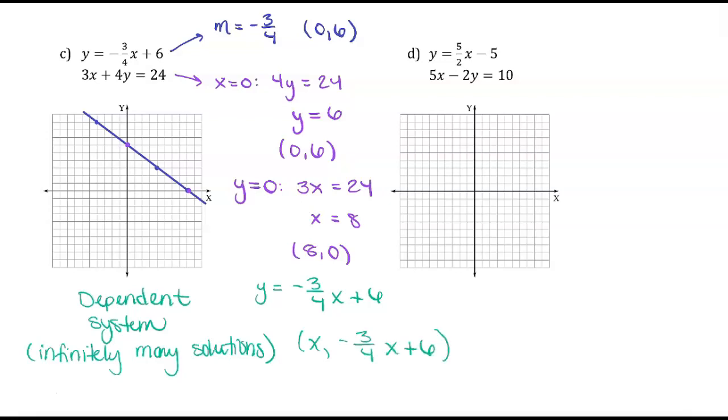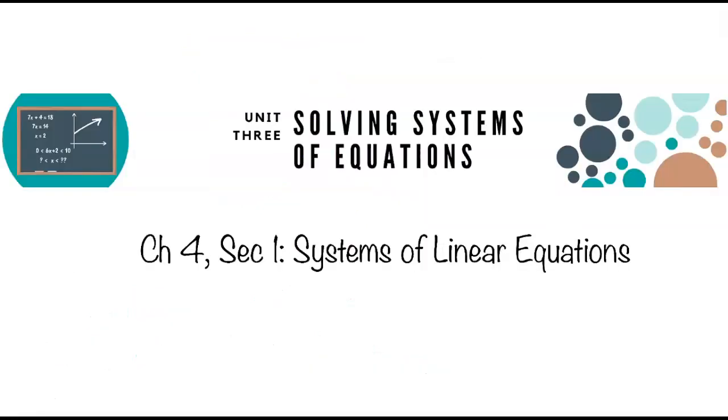We've written y in terms of x. This is why we use the term dependent system, because the y value is dependent upon the x value. And all solutions to this system are ordered pairs that satisfy this relationship. And that concludes our Chapter 4, Section 1 lecture video.